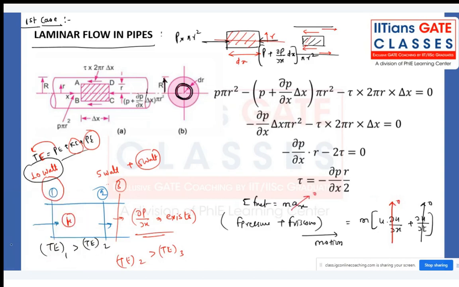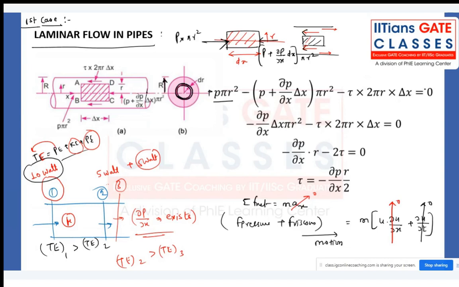And the pressure force and the viscous force we have to balance. Pressure force, this is acting in the direction of motion, positive: minus p plus dou p by dou x into dx, into pi r square. It is acting in the negative direction, so that is coming with the minus sign. Minus again because it is coming opposite to the direction of motion. So minus tau into 2 pi r into dx, right? That is equal to 0, right?